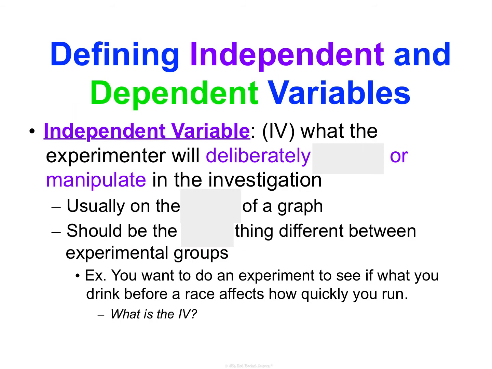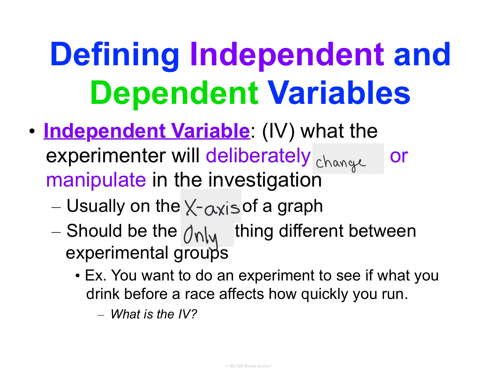As we set up our experiment, it's important to define what your variables are. Our independent variable, or our IV, is what the experimenter will deliberately change or manipulate in the investigation. The IV is usually on the x-axis of a graph, and it should be the only thing different between the experimental groups.